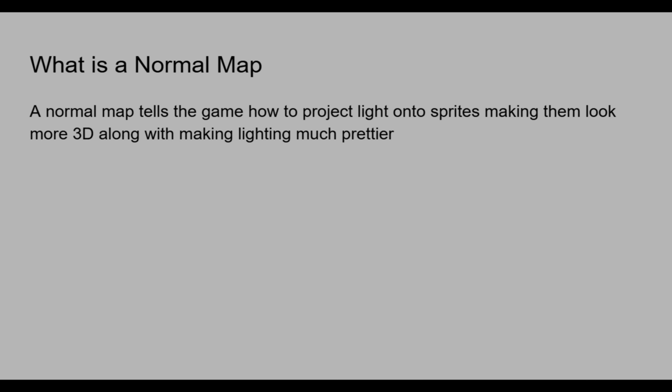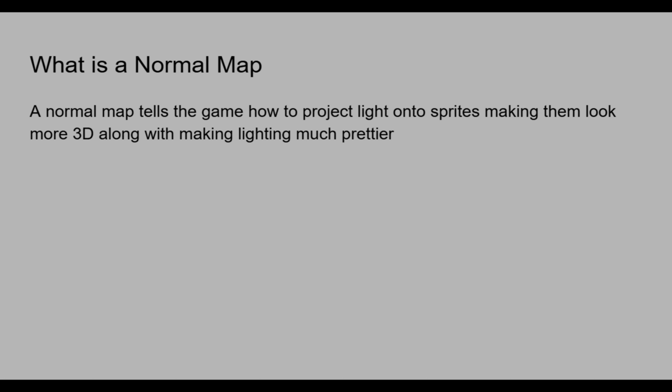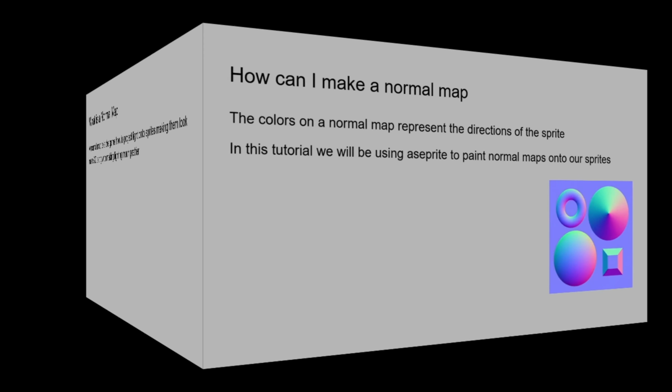What is a normal map? A normal map is basically how to project the light onto sprites to make them look pretty, along with making the lighting much prettier. Basically, instead of the game just highlighting and tinting the sprites to the color of the light, it will actually shine around, making it look nicer.